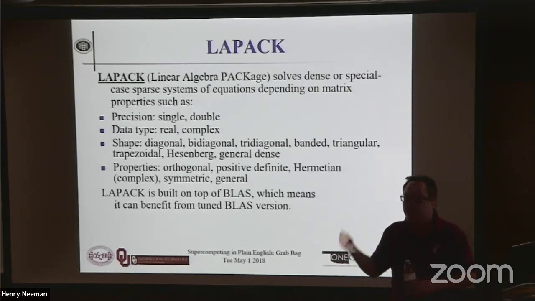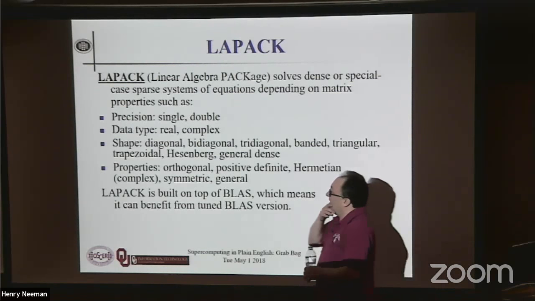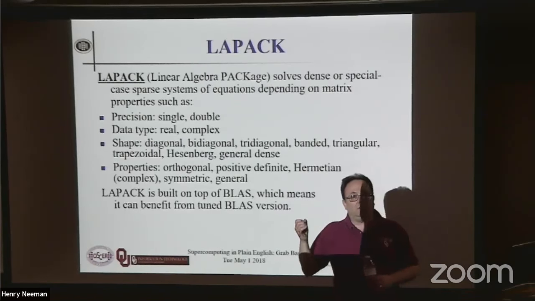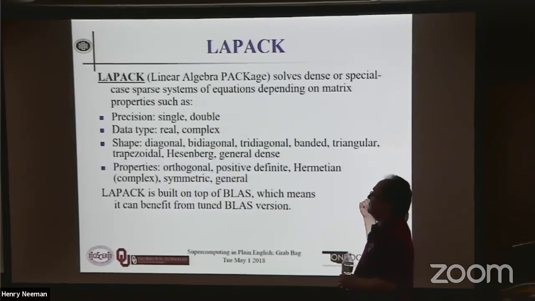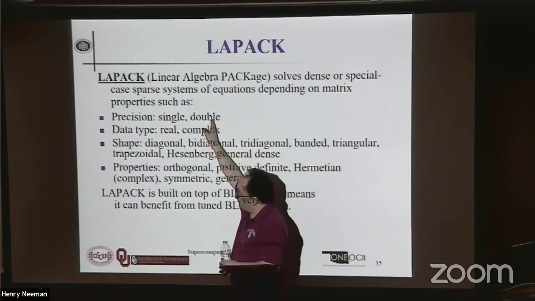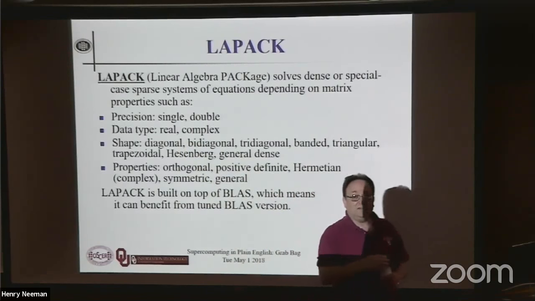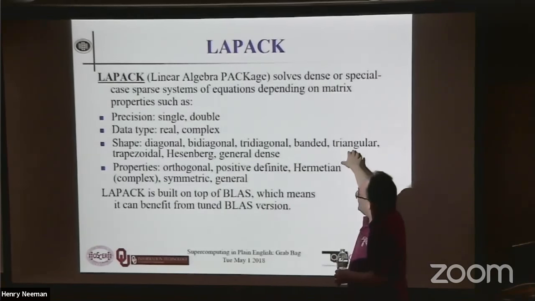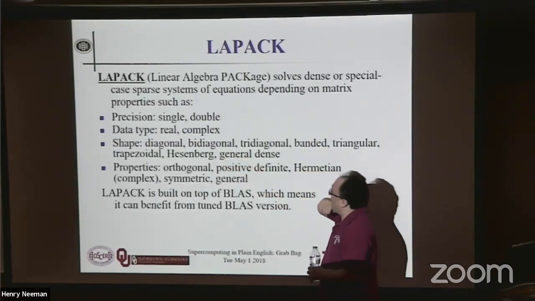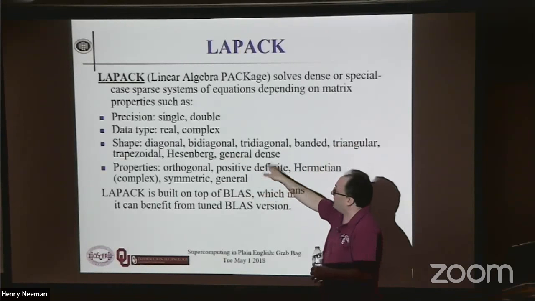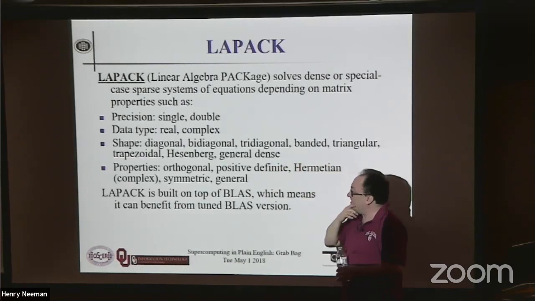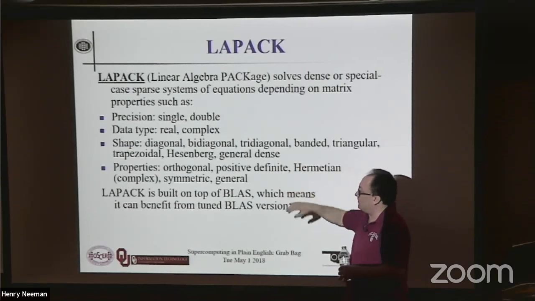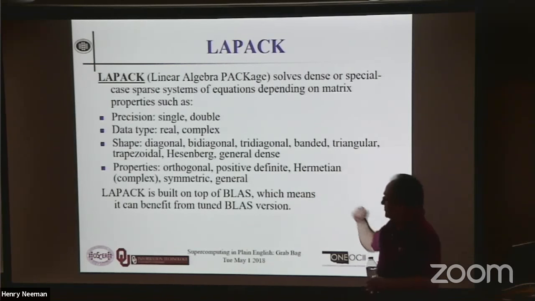This is very good primarily for dense matrix algebra and special cases of sparse, like banded and tridiagonal and that sort of thing. And it provides a decent set of routines for a lot of different cases. So single versus double precision, real versus complex numbers, a variety of different shapes. So you've got diagonal, bidiagonal, tridiagonal, banded, triangular, and a whole bunch of them. And then the general dense matrix. And a lot of different properties, so orthogonal and positive. I already mentioned some of these, symmetric, and of course the general one.